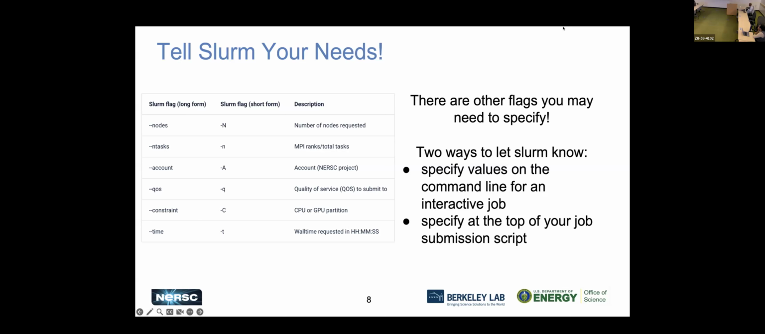You'll also need to denote ntasks. That's going to be the number of MPI ranks or total tasks that you need. You'll also have to specify your account, which is the project that your job is going to be charged against. You'll also need to identify the quality of service, which is basically the type of queue that you're requesting to use, and we'll go into more details of those different qualities of service later. And then if you have a constraint, whether it's CPU only or GPU nodes.